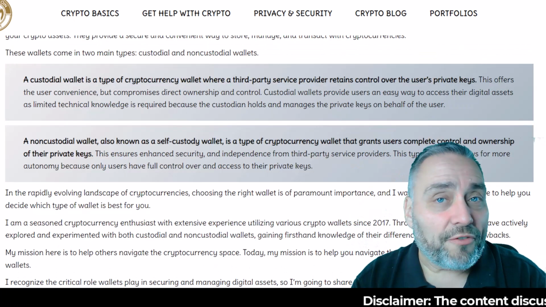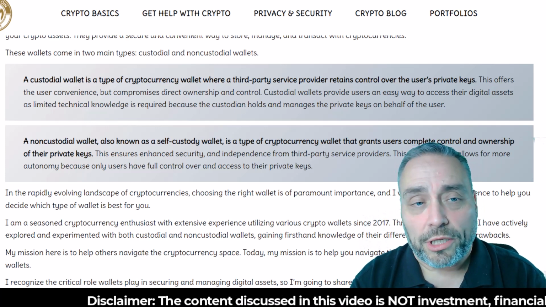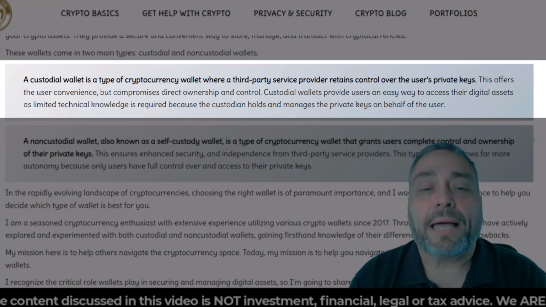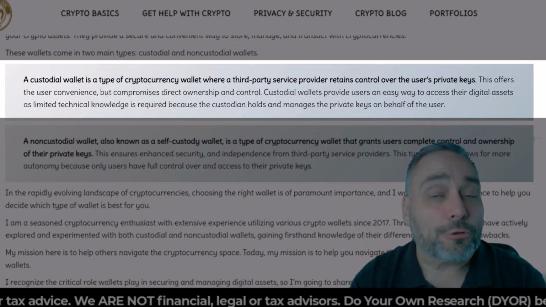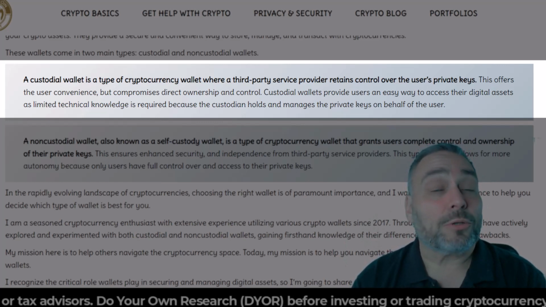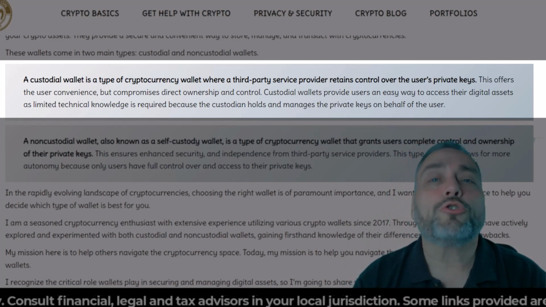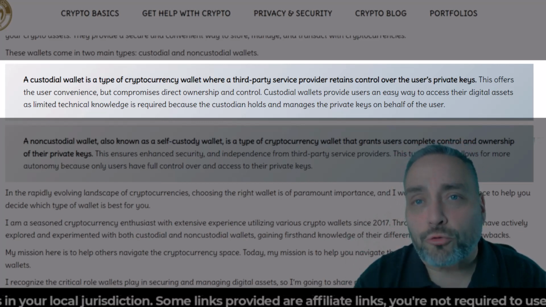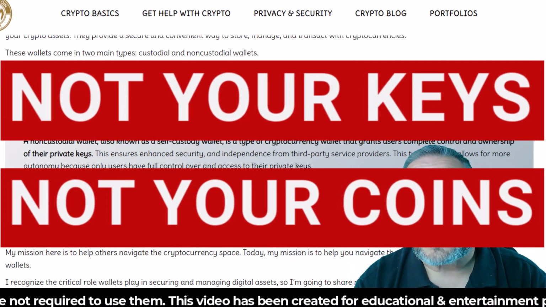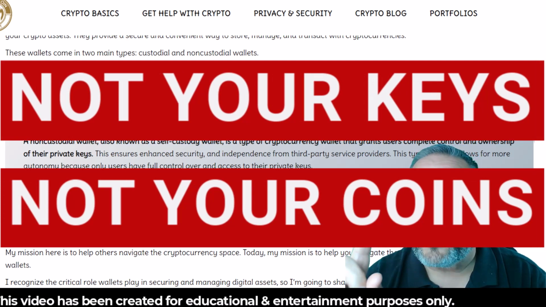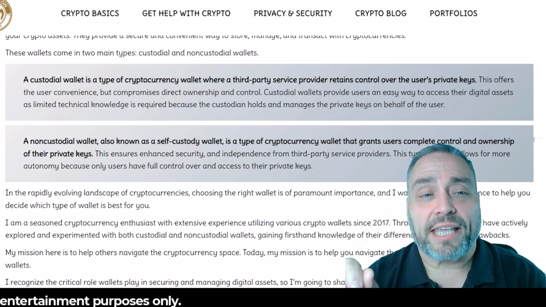But right now, let's start off, hit the ground running with the definition of each, custodial and non-custodial. A custodial wallet is a type of cryptocurrency wallet where a third-party provider retains control over a user's private keys. And you're going to find out as we continue on here, the basic difference between these two types of wallets is who controls the private keys. Remember, not your keys, not your coins. And in a custodial wallet, they are not your keys because the third-party provider, whoever it is, controls the private keys.